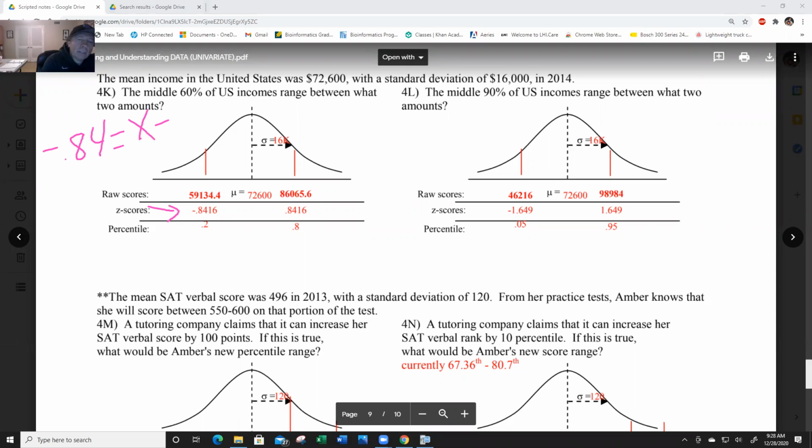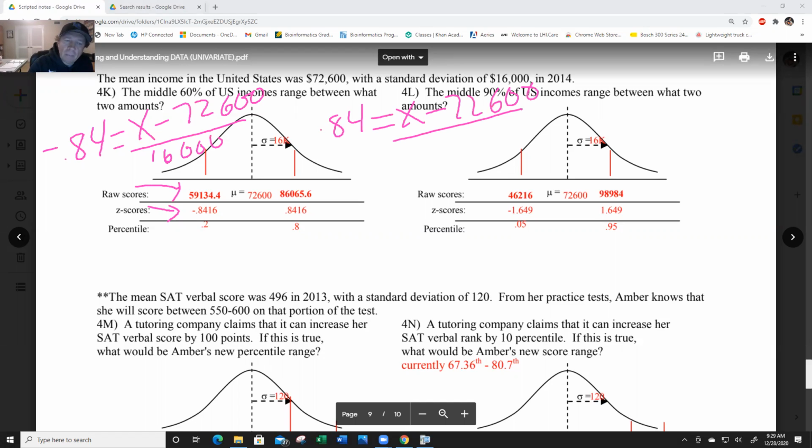And I'm going to go x minus mu, 72,600, divided by the standard deviation of 16,000. And that's going to come out to this number, about 59,000 there. Then on the other side, I'm going to go 0.84 equals x minus 72,600 divided by 16,000. Okay, and that'll come out to that number. And those are bolded for you for the answers. It's hard to see, but they're bolded. Okay.